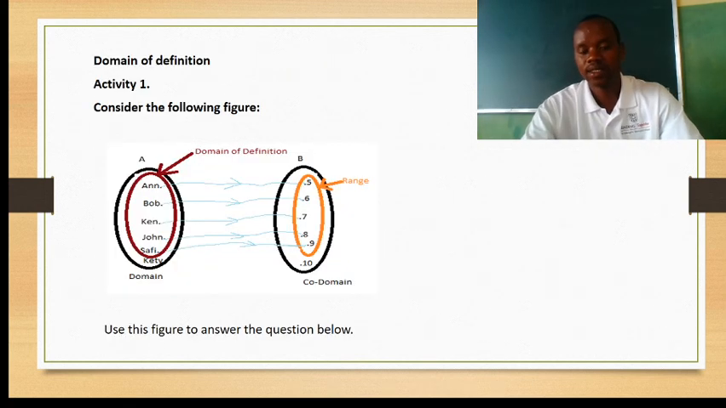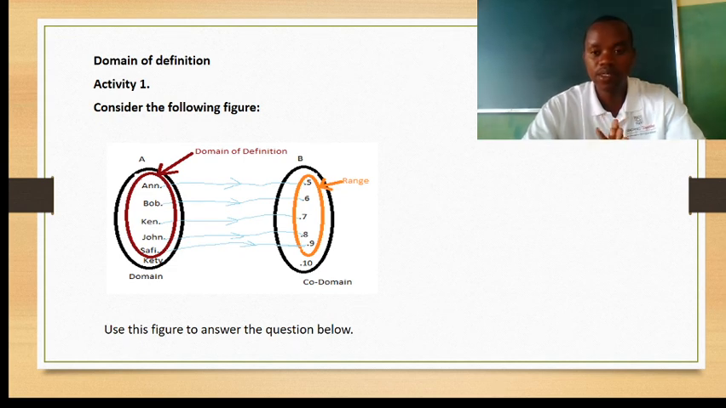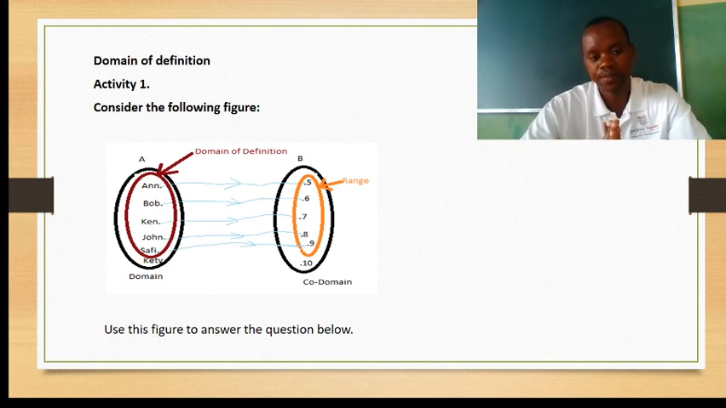Now let us start. Here we have the figure. It is not new for you because we have used it in the last lesson. Considering this figure, it is a figure of Venn diagrams containing the elements, where set A is the set of elements and set B is the set of images. We have learned about the domain of definition, the range, and the mapping. Now, use this diagram to answer the questions below.